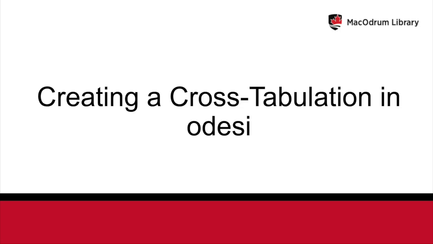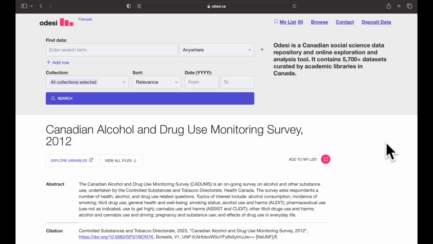Hey everyone, this is a video on how to create a cross-tabulation in Odesi. The first step in creating a crosstab is starting at a survey information page. Here we're going to start at the Canadian Alcohol and Drug Use Monitoring Survey page, and then we're going to click Explore Variables on the left side under the title to get to the Data Explorer.